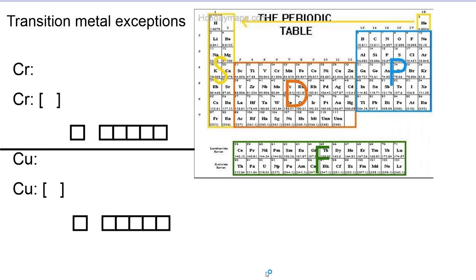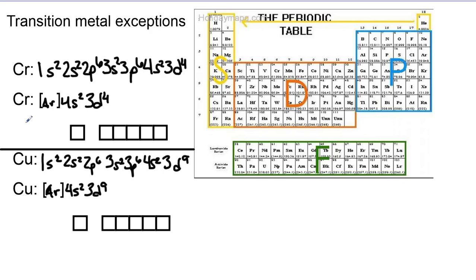Okay, so now I'd like to talk about exceptions to what we know about transition metals. Using our example from iron before, I'd now like you to write out the longhand and the shorthand configurations for both chromium and for copper. So please pause the video, write out the longhand and shorthand for both of those elements, and I'll wait.